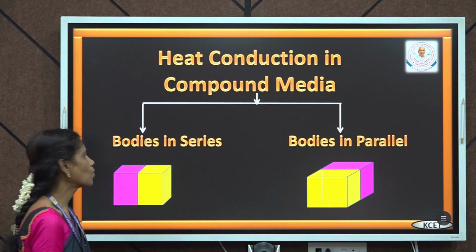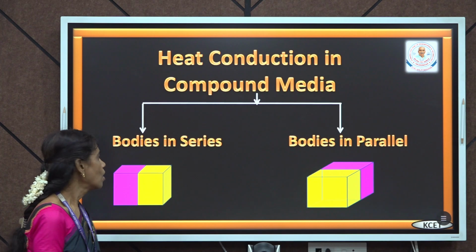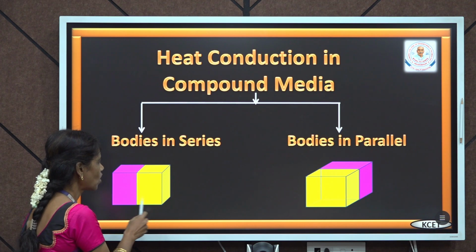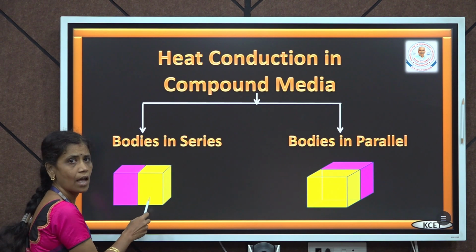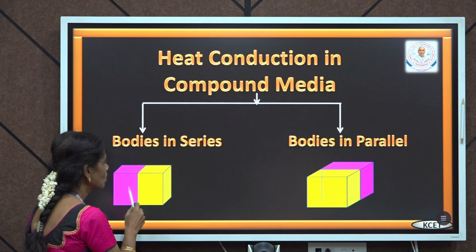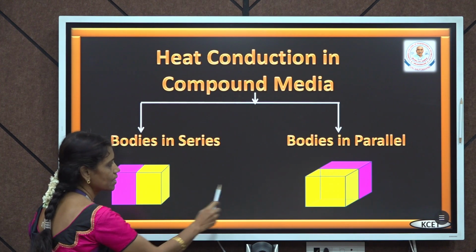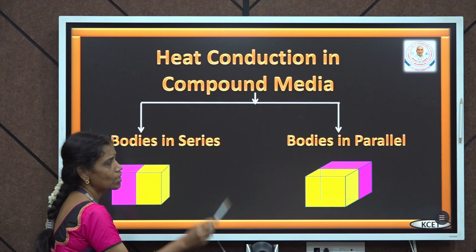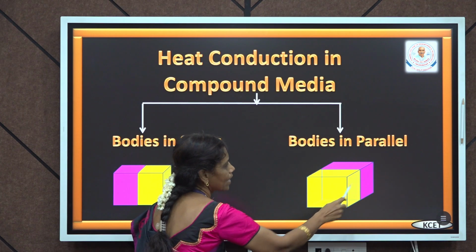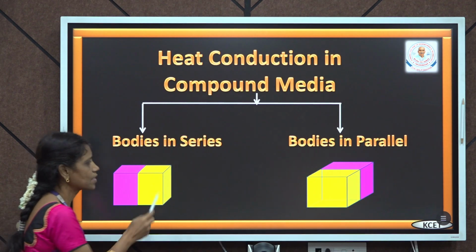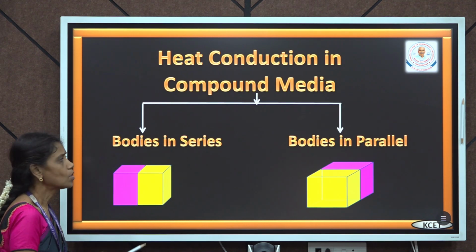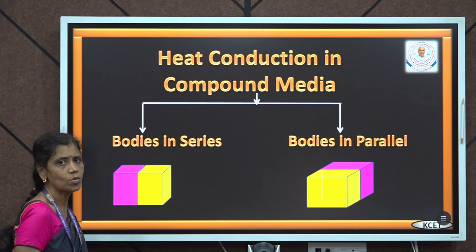The heat conduction in compound media comprises of two systems. One is bodies in series. In bodies in series, two different materials having different thermal conductivity values are arranged in series. We stack the materials in series position. And another one is bodies in parallel. Two different materials are arranged in parallel. For simplicity, we have considered only two systems. We can extend up to n number of systems. So, in this derivation part, we consider two systems.